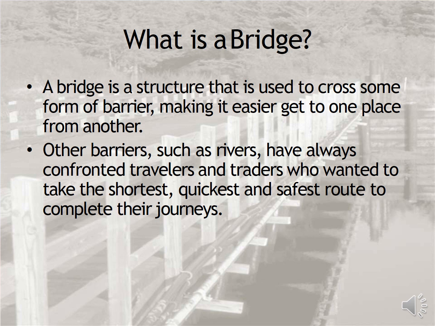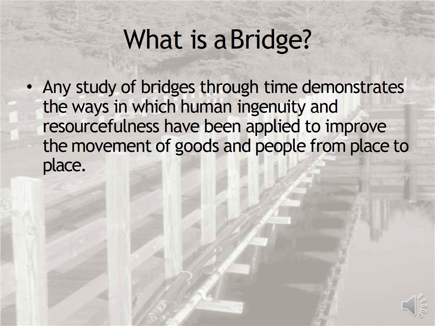What is a bridge? A bridge is a structure that helps to cross a barrier from one place to another, and it also helps to take the shortest, quickest and safest route to complete the journey. Bridges demonstrate the ways in which resourcefulness has to be applied to improve the movement of goods and people from place to place.